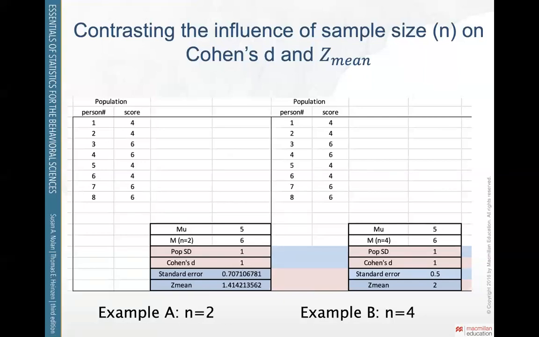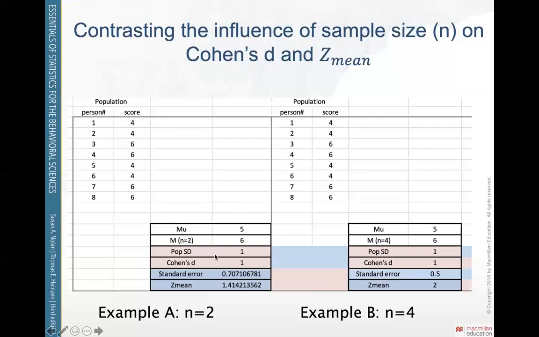So remember, the numerator of Z mean is the exact same as the numerator of Cohen's d. So the numerator of Z mean is still 6 minus 5, which is 1. That's the top part of the ratio for Z mean. But if you recall, for Z mean, the denominator is the standard error. And we should probably remember what the standard error is. The standard error is the population standard deviation divided by the square root of the sample size.